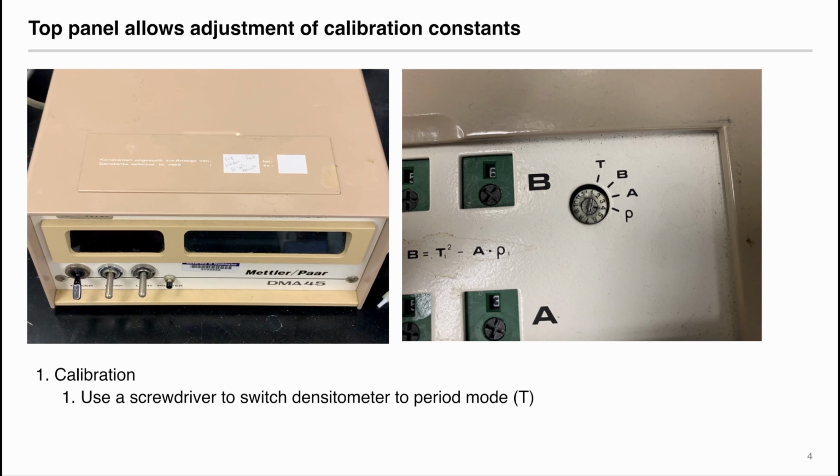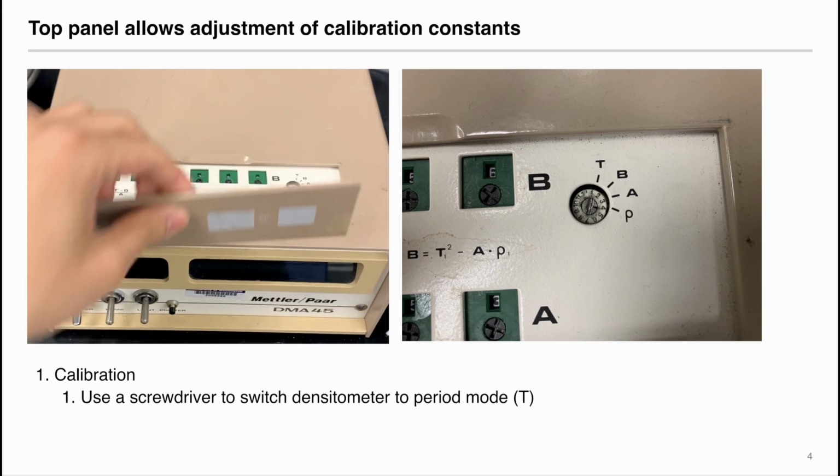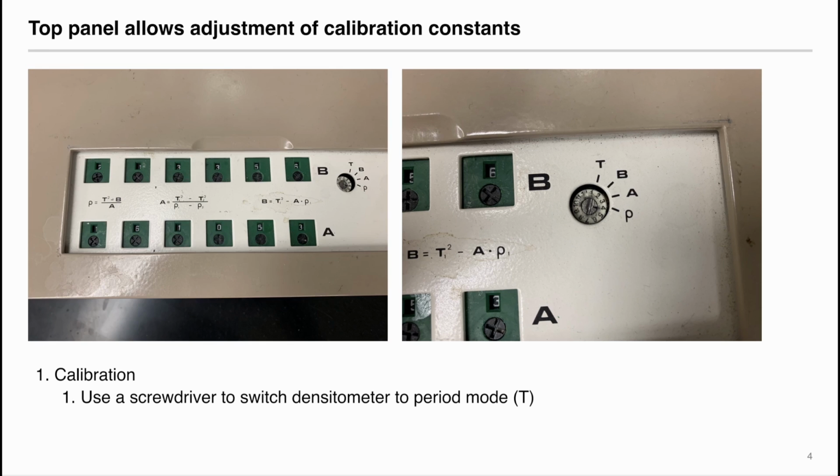Calibration constants can be adjusted using the top panel of the densitometer. On the calibration panel, there is a screw that indicates the mode that the densitometer is currently in. Notice that we must use the black mark that indicates the location of the mode. For example, currently it is in the density mode. This thing here is for the screwdriver, and its direction does not indicate the mode, so it is the line that is perpendicular to the screwdriver's line.